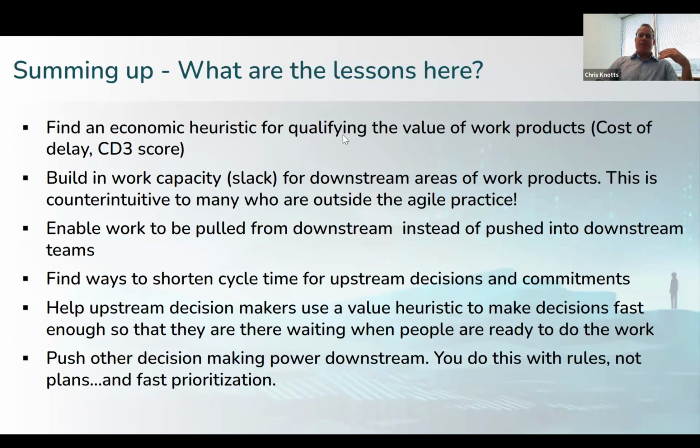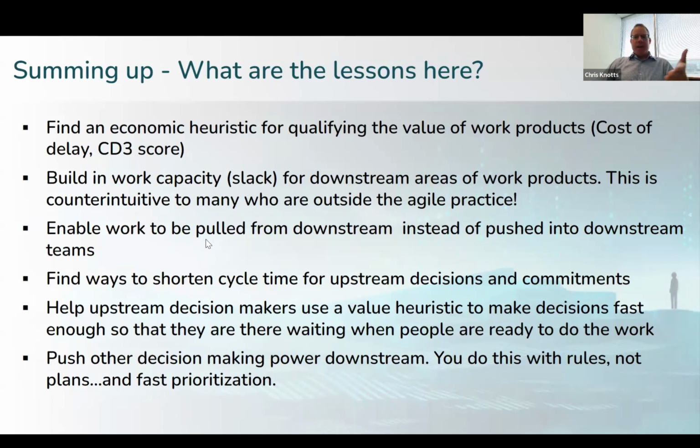Just to sum up some of the key lessons here: find an economic heuristic. It can be cost of delay, it can be a CD3 score, it can be something else. But remember, any analysis is better than nothing. Build in slack for downstream areas. Remember, once you're above 90 to 95% busy, then you're going to get very inefficient. That's math: you can calculate the capacity, full capacity, slow flow, reduction in value creation.